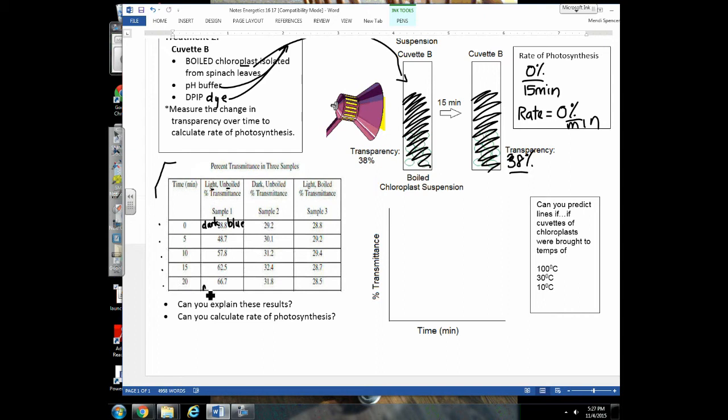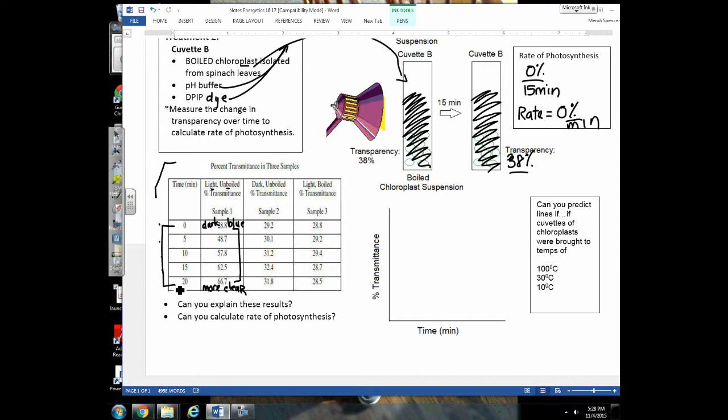So more clear over time. So we can tell that photosynthesis is occurring, and we can calculate rate. So how would you go about calculating a rate of photosynthesis for this first cuvette? Again, it's just change in something over the change in time. So my change is from 28.8 down to 66.7. So that's going to be my top number. My change in time in this situation looks like it's 20 minutes.